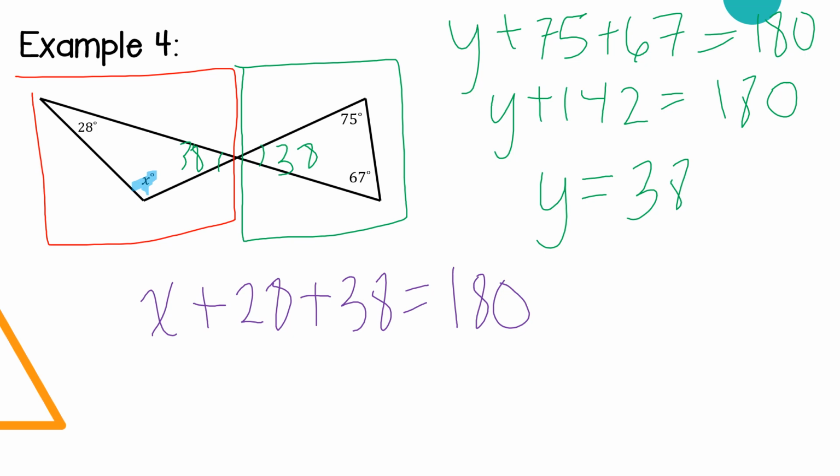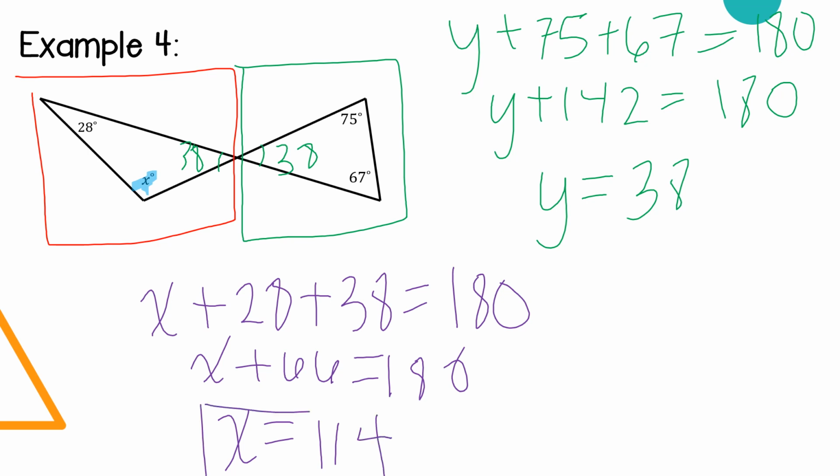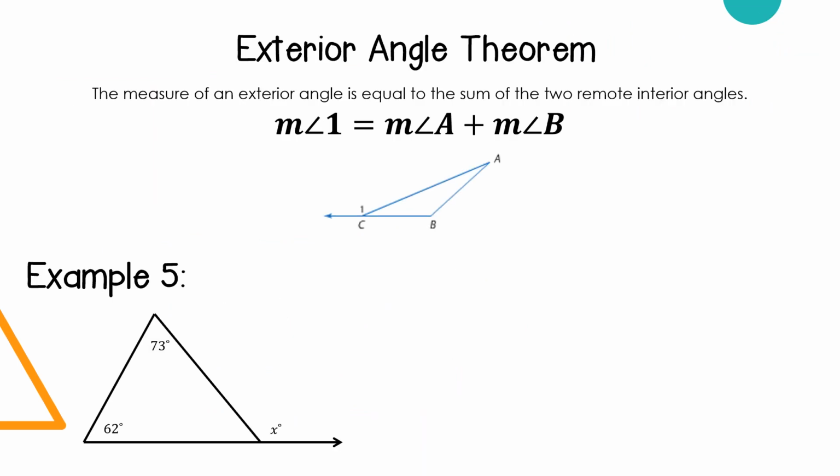So 28 and 38 is 66. And then we're going to subtract 66, and 180 minus 66 is 114. So x is going to equal 114. Sometimes you've got to think of it as a puzzle, and you've got to find other things before you can get to your desired angle. So just as a recap, the triangle angle sum theorem, also known as just the triangle sum theorem, says that the three angles in a triangle add to equal 180 degrees.